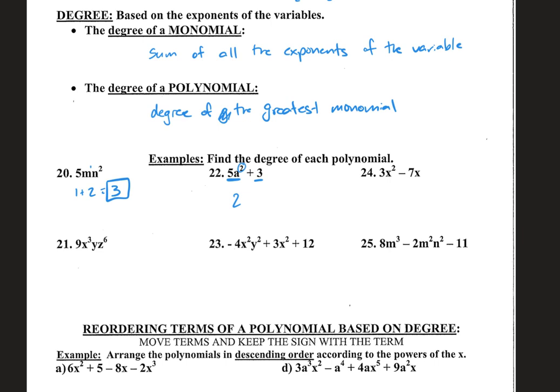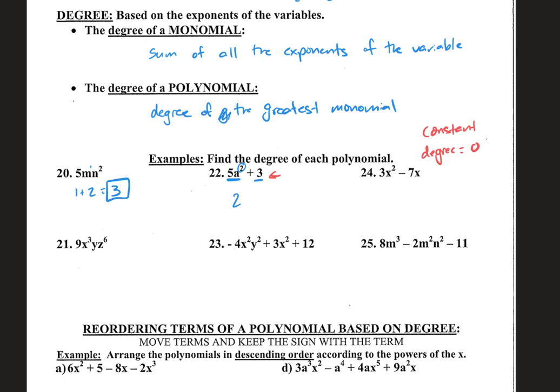Small note here, I'm going to change color so you can see what I'm talking about. 3. 3 is called a constant. Anytime you have a number without a variable, it is called a constant. The degree of a constant is 0. And that's just how it is. It's just something you've got to memorize.